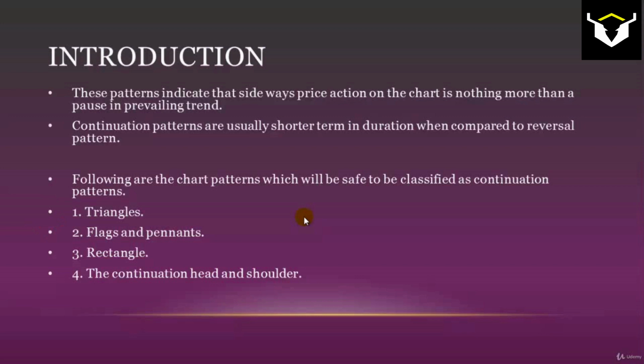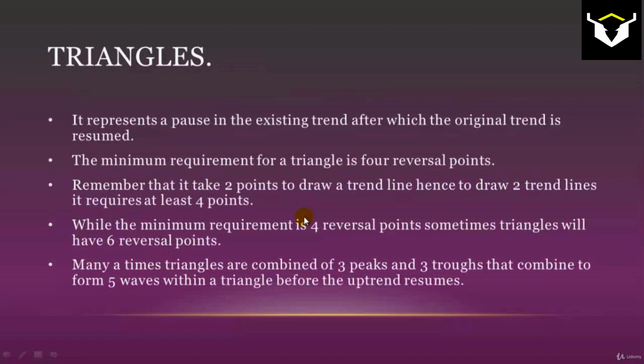Our third continuation pattern is a rectangle. It is also known as a congestion area or a range bound movement. A fourth chart pattern will be the continuation head and shoulder pattern. Head and shoulder is a strong reversal pattern, but here it is somewhat an inverted head and shoulder pattern, indicating that the pattern represented is not a reversal pattern, but a continuation pattern. Let's go ahead and learn about our first continuation pattern, which is triangles.